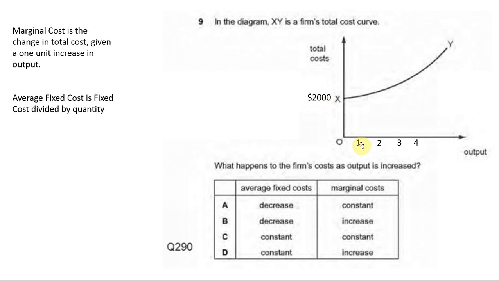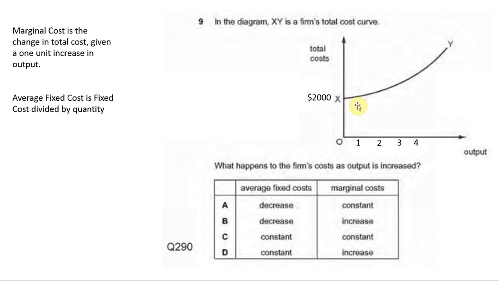And as the firm decided to produce one quantity, the cost steadily increased. 2 quantities, the cost increased. So as you can see, as we move from 0 to 1 units of output, the cost increases. And we're talking about the marginal cost is the change in total cost. So there was a change in total cost from here to here, given a 1 unit increase in output. The output increased from 0 to 1, and there was an increase in total cost here. That difference in cost there is called the marginal cost.